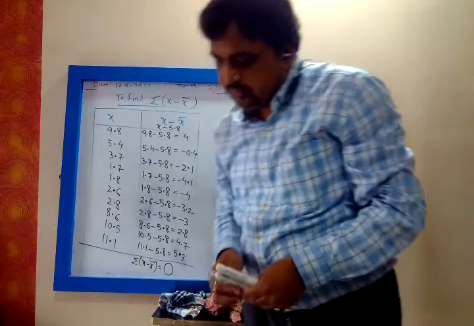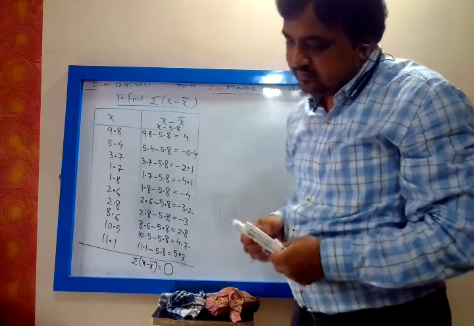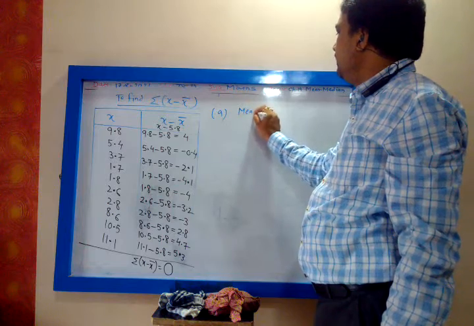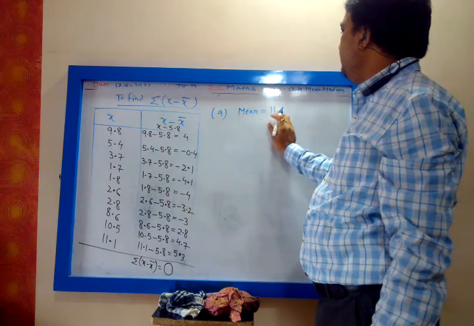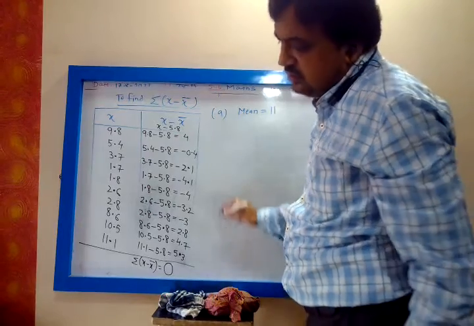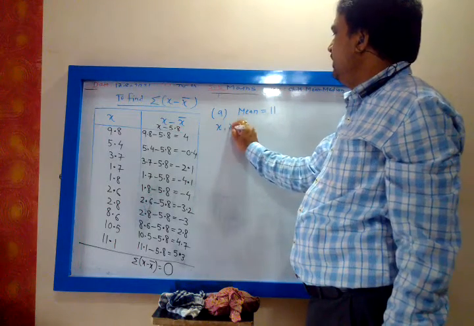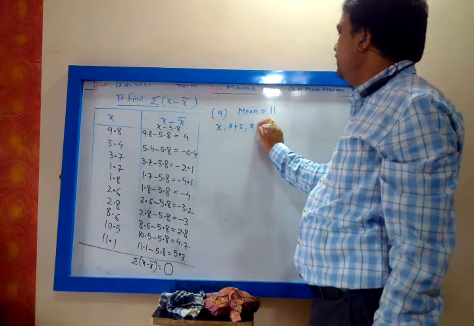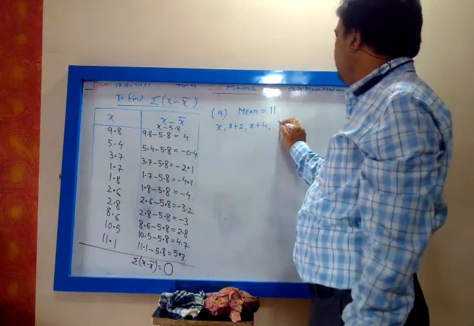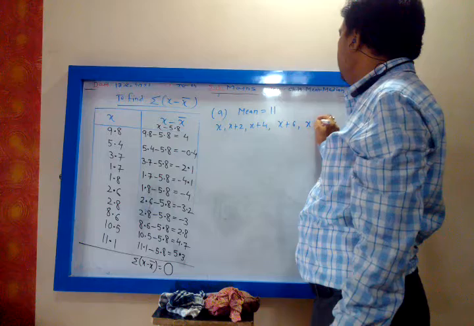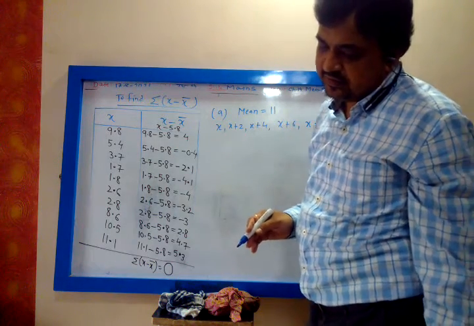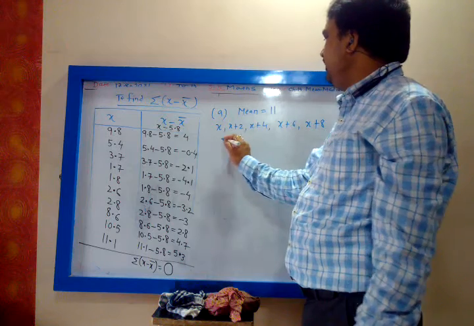Do the 9th one. The mean of the observations is given as 11. Then what are the observations? Observations are x, x plus 2, x plus 4, x plus 6 and x plus 8. These are the observations. Mean value is given. It is asked to find the value of x.